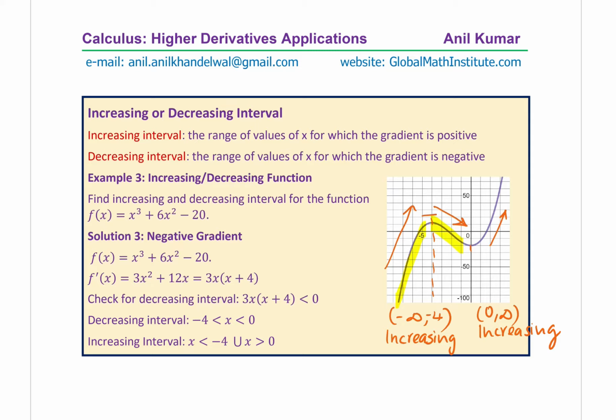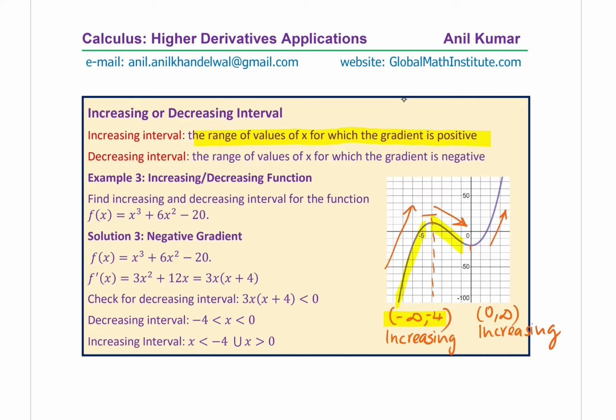Now we will see how to do it when you are given an equation, not just a graph. Okay. Now let's first understand the terms. We'll say increasing interval is the range of the values of x for which the gradient is positive. So in this particular case, the range of the values of x are from minus infinity to minus 4, and that is what we call the range of the values of x for which the gradient is positive, right?